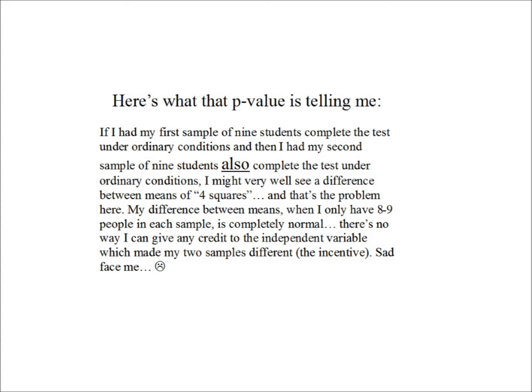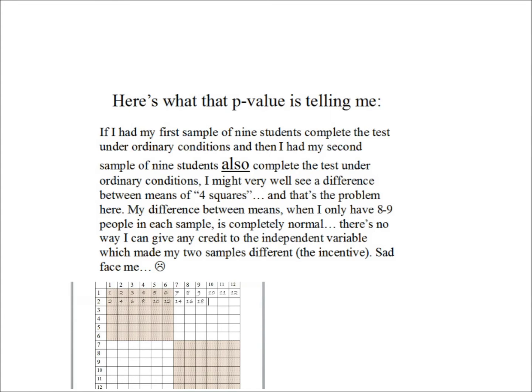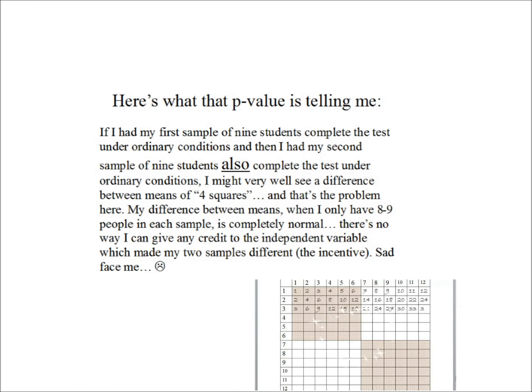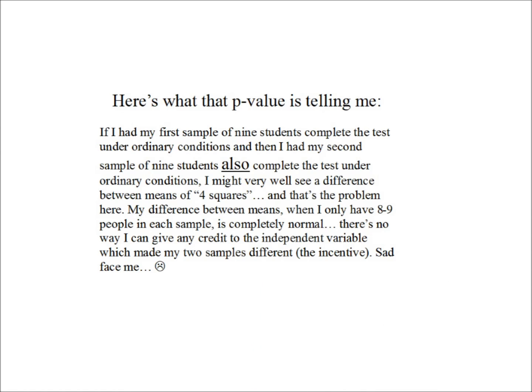Here's what that p-value is telling me. If I had my first sample of 9 students complete the test under ordinary conditions, and then I had my second sample of 9 students also complete the test under ordinary conditions, all right, so if I had my 2 samples do the same exact thing, never mind the incentive, I might very well see a difference between means of 4 squares. That's what this p-value tells me, and that's my problem here.